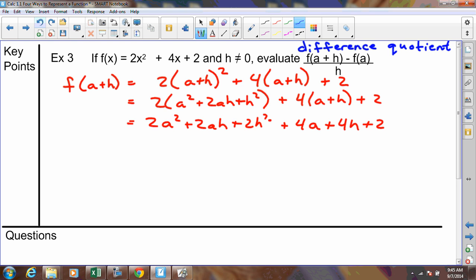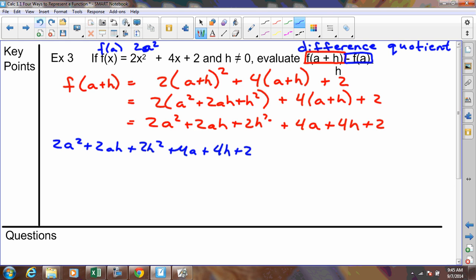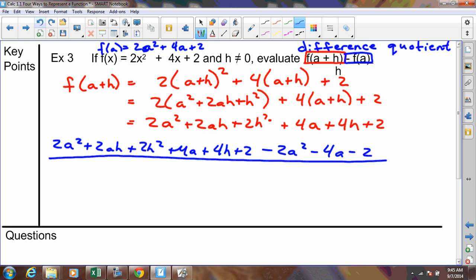And all of that piece in the red was just to get this one little part there. Putting them together, the difference quotient would be f of a plus h, plus 4a plus 4h plus 2. And then we are going to subtract f of a. Well, remember when you're subtracting across f of a, 2a squared plus 4a plus 2. Don't forget that you have to subtract each individual piece. It's subtract 2a squared and subtract 4a and subtract 2, positive 2. And all of that is over h.